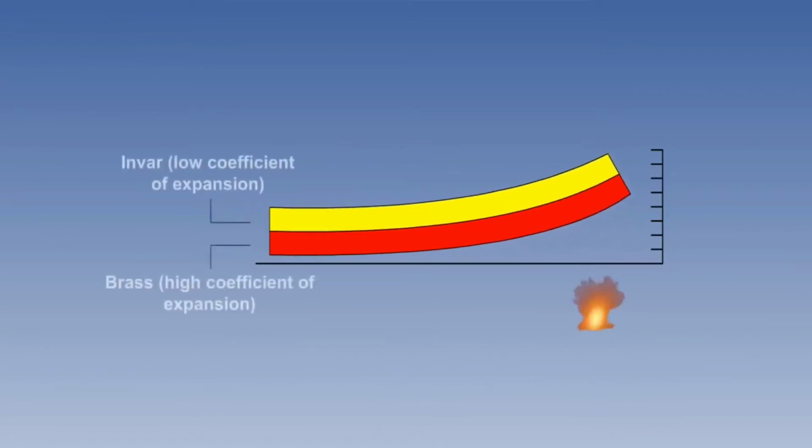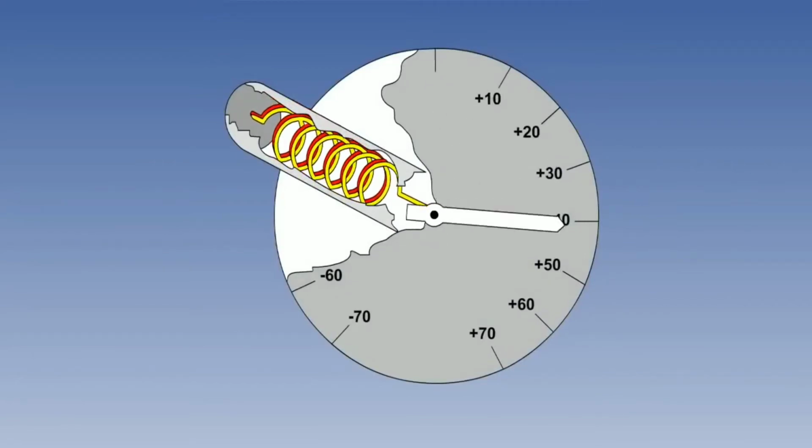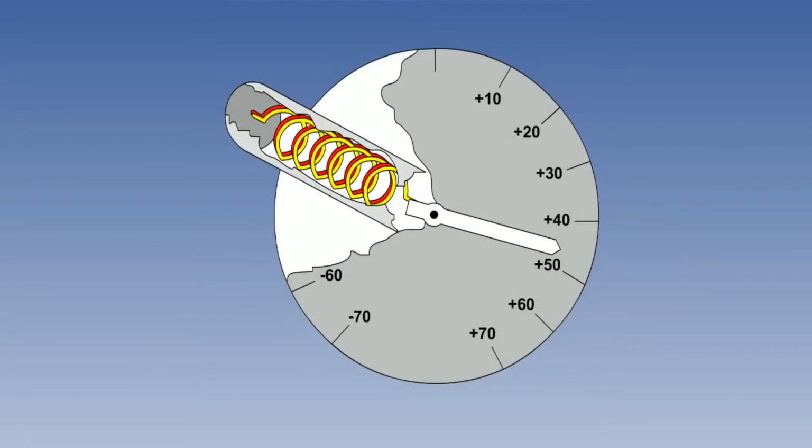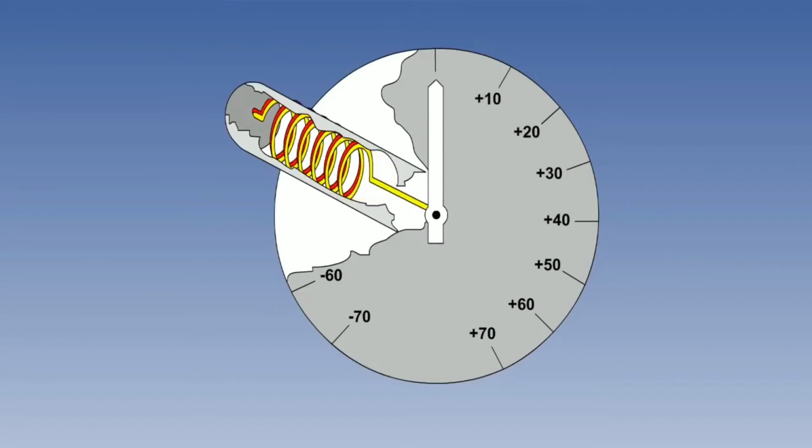The metals bonded together are often invar and brass. Invar is a specially developed steel with a low coefficient of expansion. Brass, on the other hand, has a higher coefficient of expansion. If the bimetallic strip is now wound into a coil or helix and one end is held fast, then any temperature change will cause the helix to rotate. This rotation can be used to drive a pointer around a dial, which can be calibrated in the form of a temperature scale.